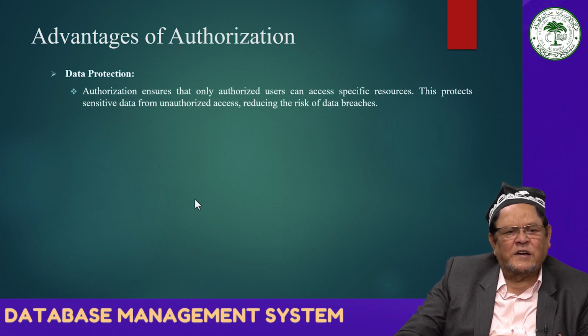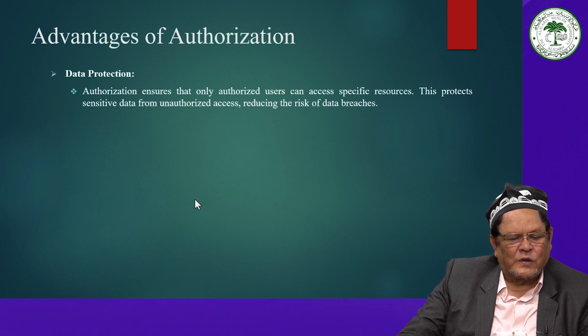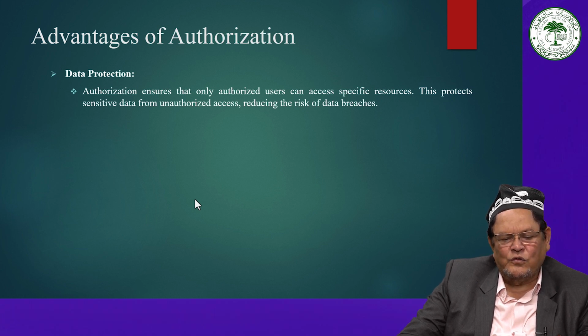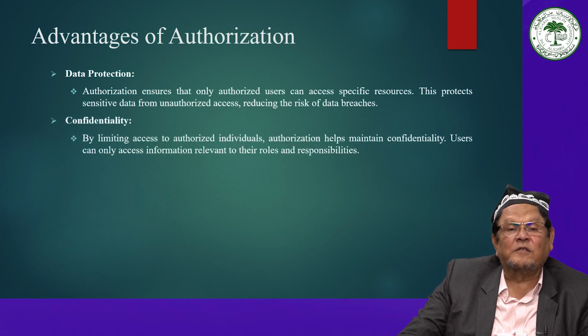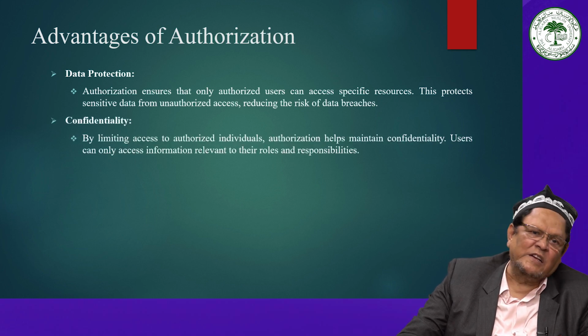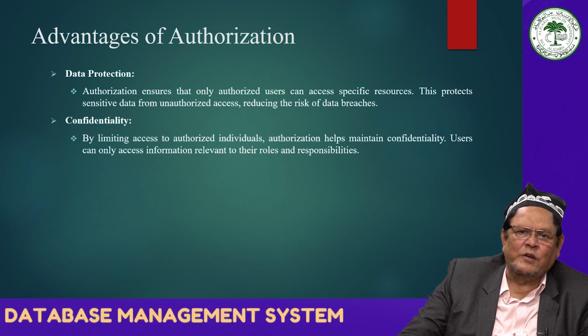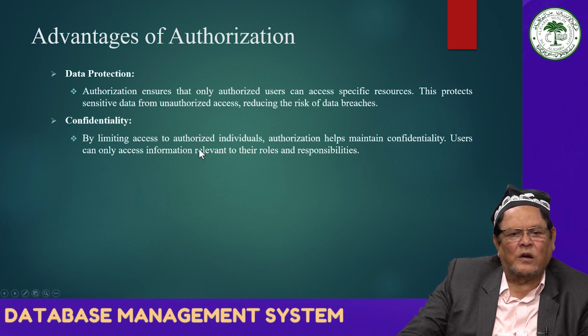First advantage is data protection. Authorization ensures that only authorized users can access specific resources. This protects sensitive data from unauthorized access, reducing the risk of data breaches. Next is confidentiality. CIA is confidentiality, integrity, and availability. You have to ensure that. By limiting access to unauthorized individuals, authorization helps to maintain confidentiality.